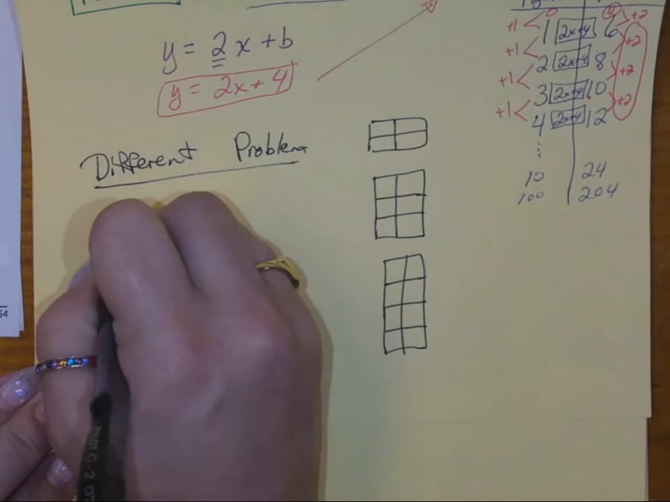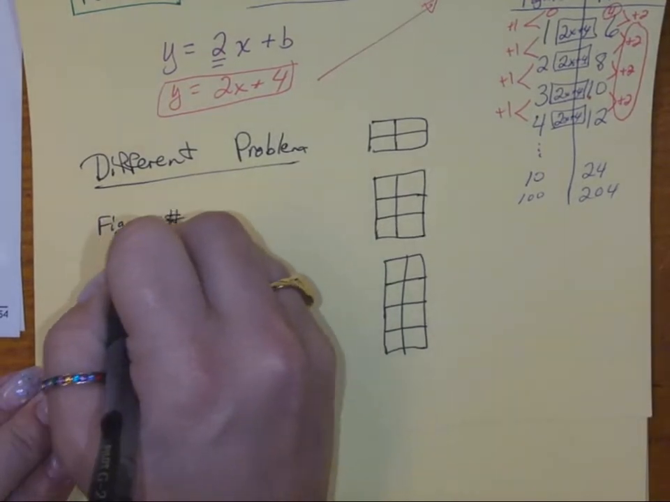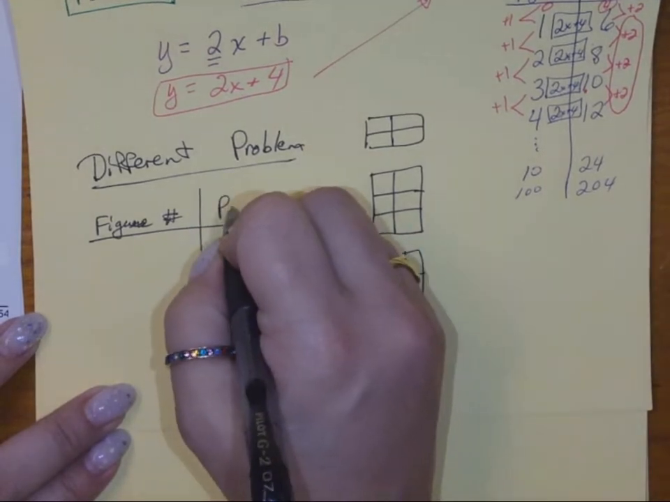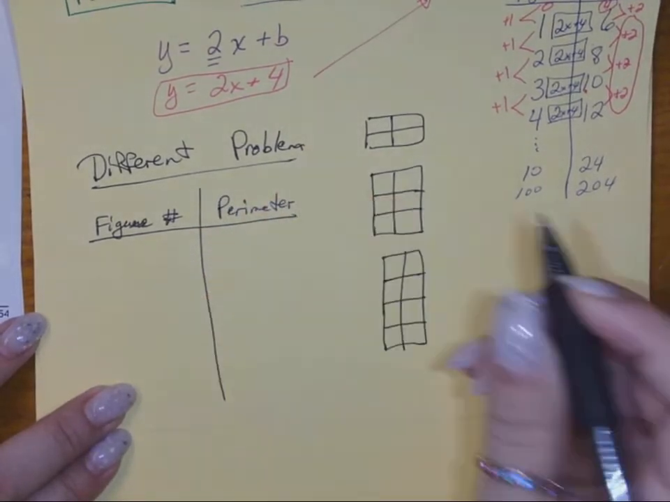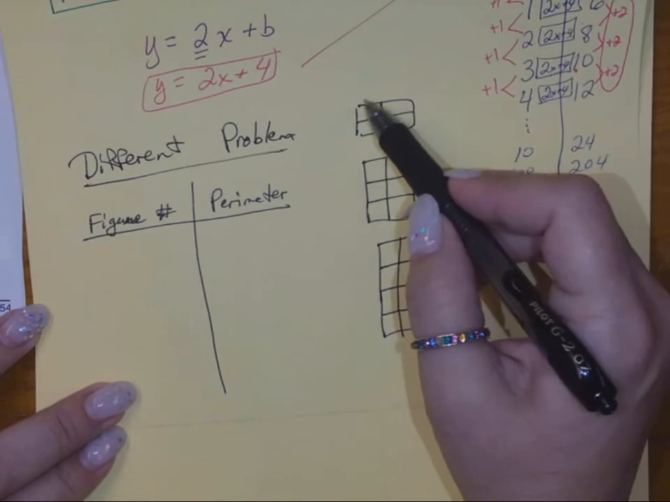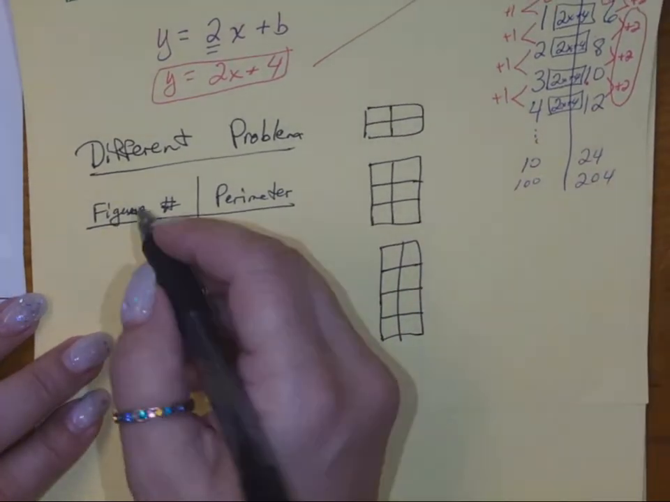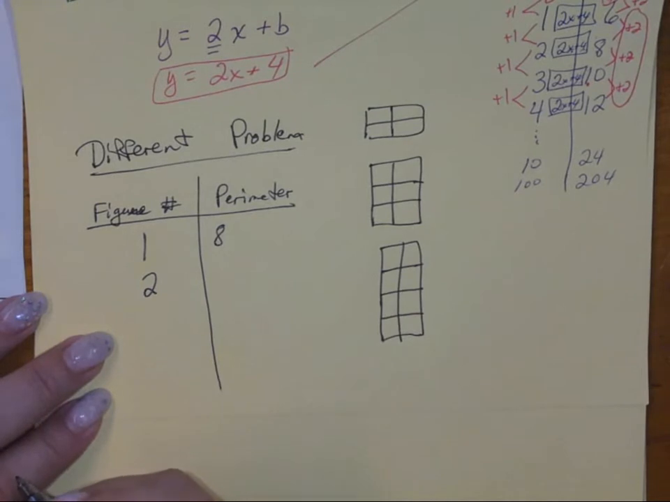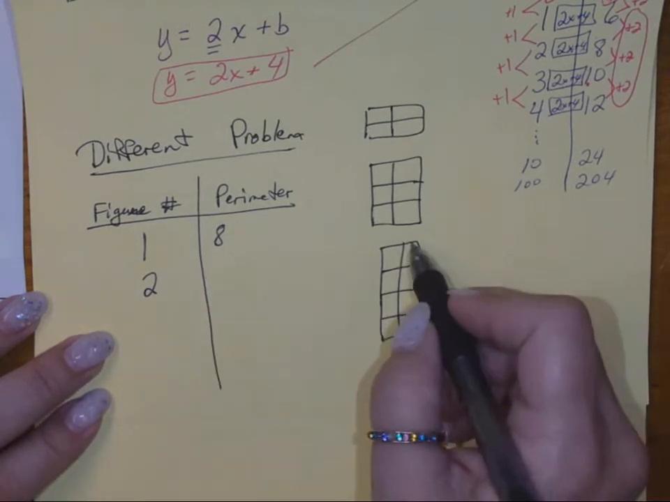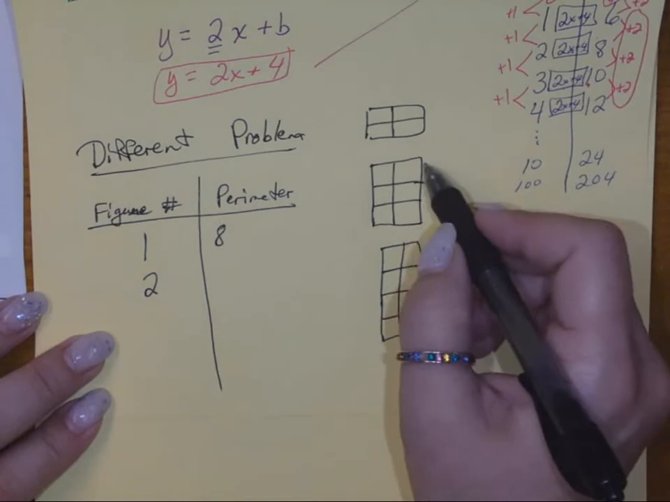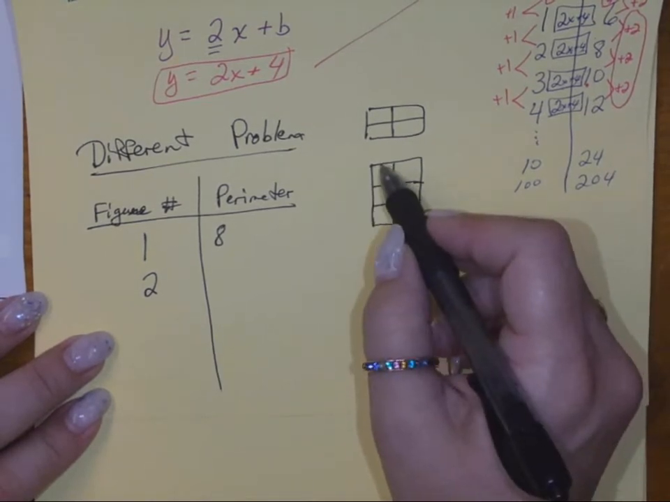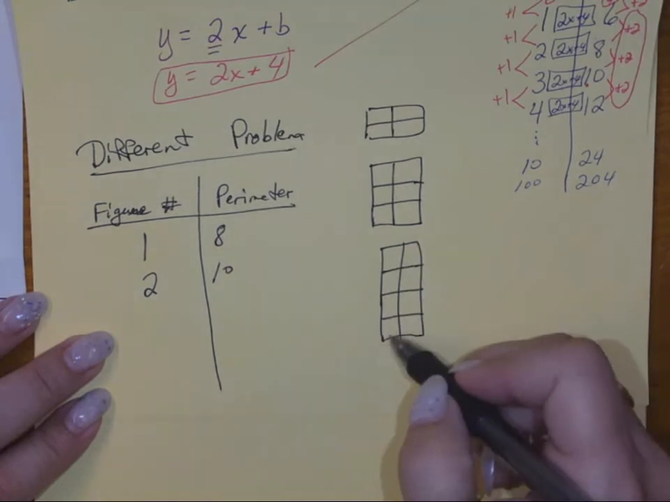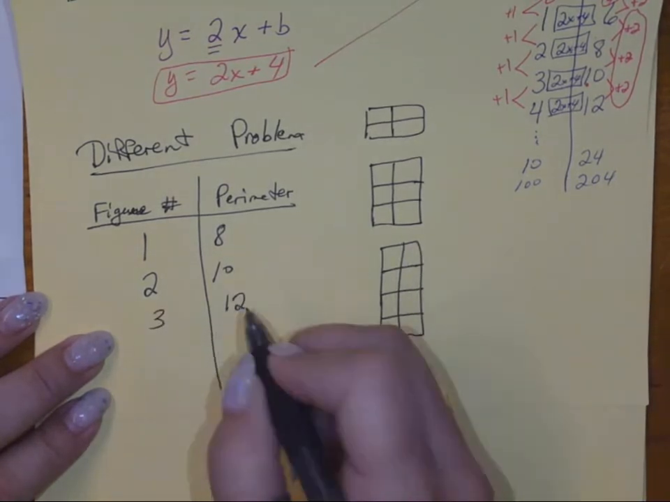So figure number, or term number, if you'd rather use term number, that's fine. And then the perimeter. And this one, 2, 4, 6, 8, right? So the perimeter is 8 on the first one. The perimeter on the second guy, what, 4 plus 4, I'm sorry, I skipped. 3 plus 3 is 6, plus 2 plus 2, that's the 10. And then next is 4 plus 4 plus 4 on the third guy is a 12.